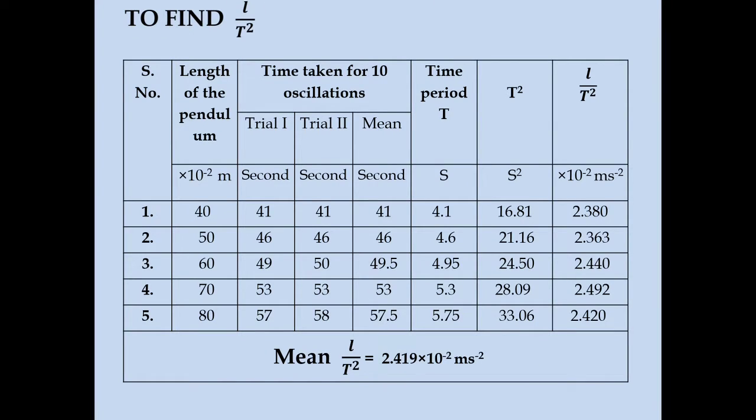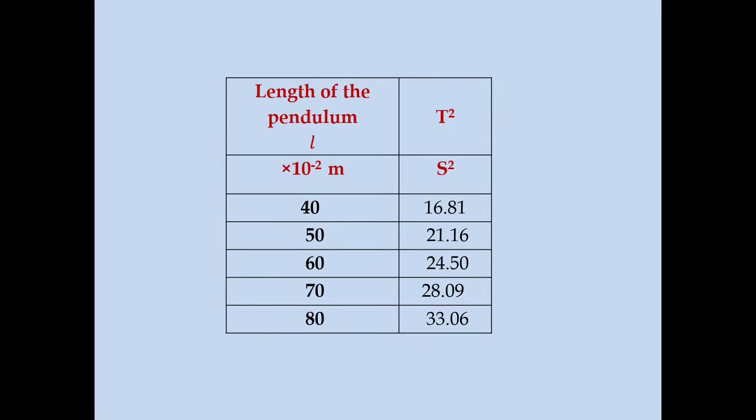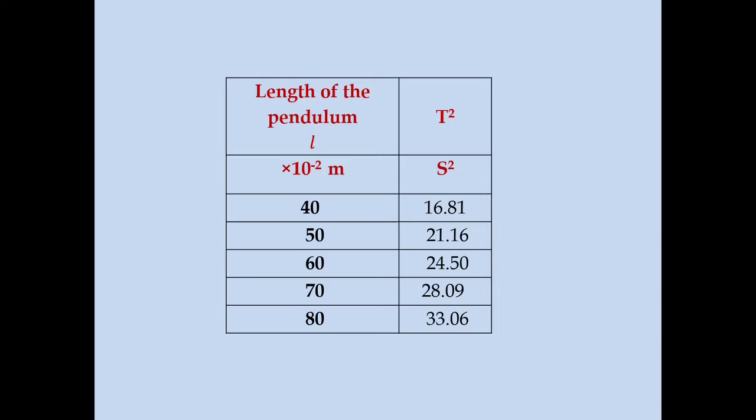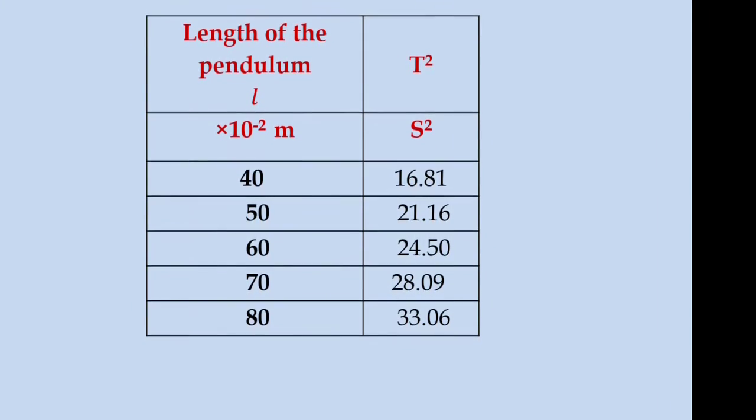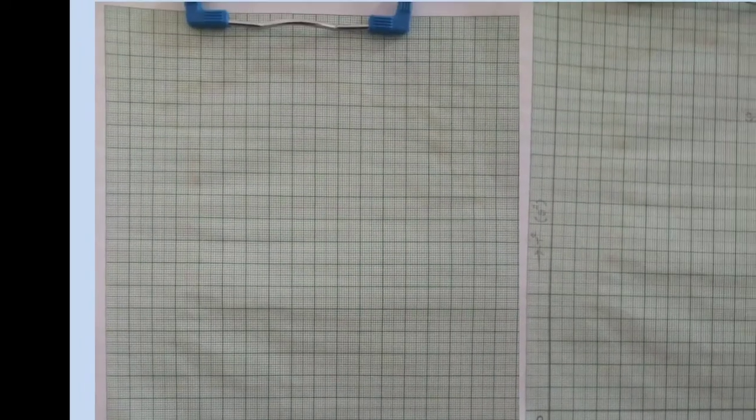Here we are going to draw the graph between L and T square. So I have taken the values of L and T square separately and tabulated them. For the length of 40, the T square is 16.81. For 50, it is 21.16. For 60, 24.50. For 70, it is 28.09. For 80, 33.06.